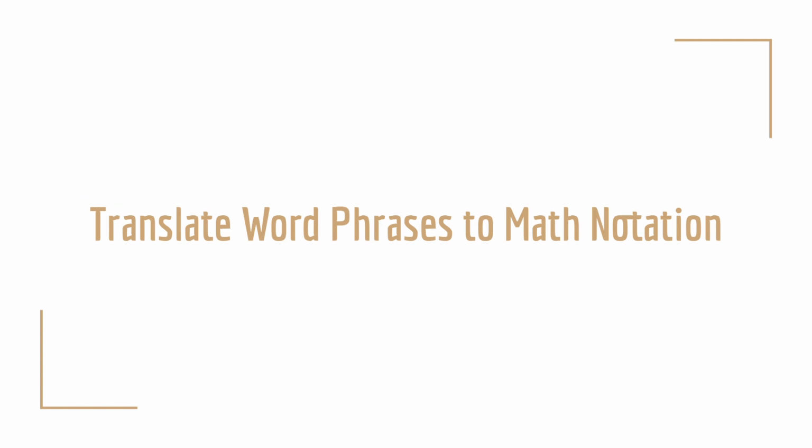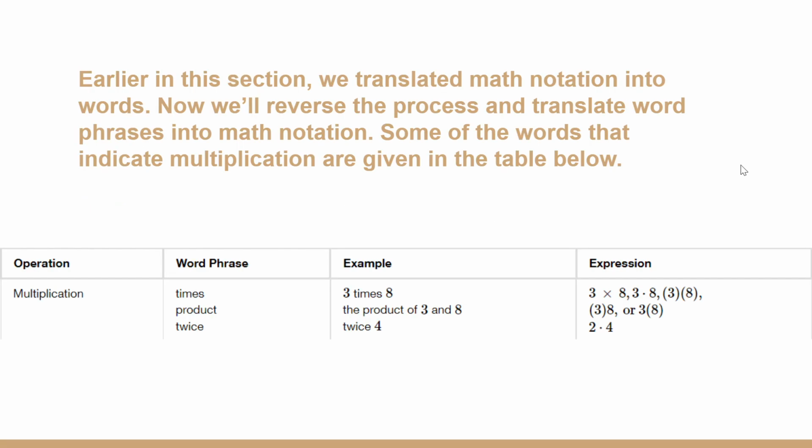Next, translate word phrases to math notation. Earlier in this section, we translated math notation into words, and now we will reverse the process and translate word phrases into math notation. Some of the words that indicate multiplication are given in the table below. Like times, product, or twice. 3 times 8, the product of 3 and 8, and twice 4. Twice 4 is 2 times 4, because twice means double it.